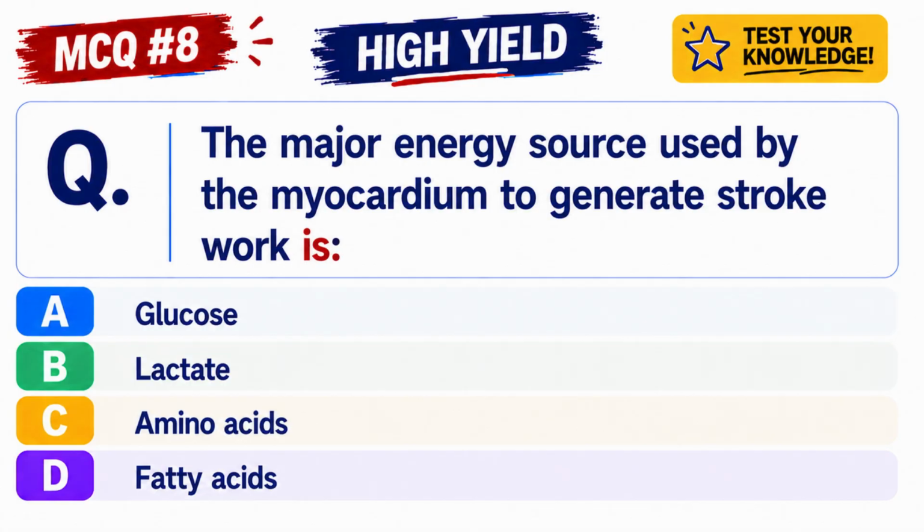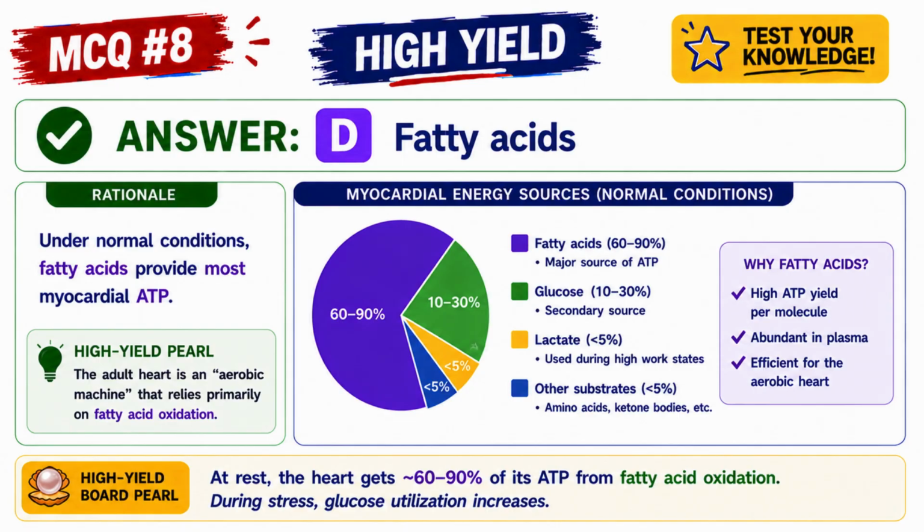A. Glucose. B. Lactate. C. Amino acids. D. Fatty acids. The answer is D. Fatty acids. Here's why. The heart is an aerobic organ. It almost never rests. It cannot sustain oxygen debt the way skeletal muscle can. It requires continuous ATP production.